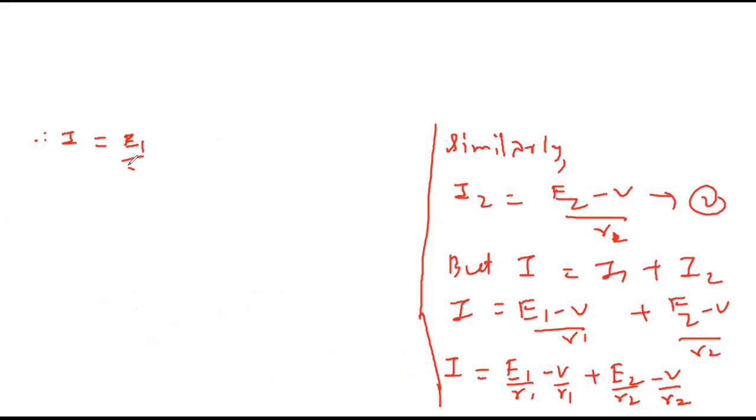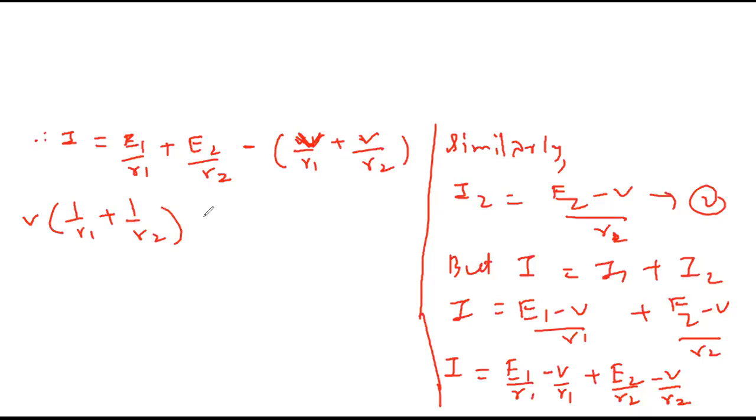E1 upon R1 plus E2 upon R2, positive I am taking together, minus common V1 upon R1, V upon R1 plus V upon R2. This minus, if I bring on left side, it will become plus. I take on right side, it will become minus. So this V times 1 upon R1 plus 1 upon R2 will become E1 upon R1 plus E2 upon R2 minus I.